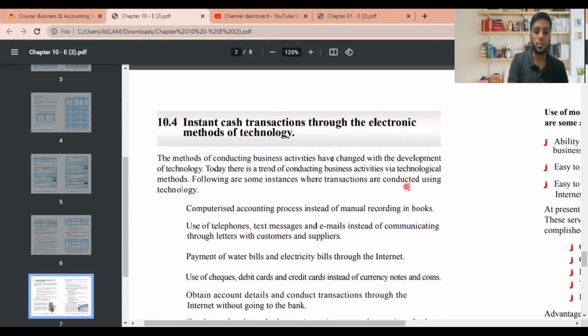Following are some instances where transactions are conducted using technology. So they're saying that people are being replaced by machines, and most probably computer packages are making people lose their work. You take today's environment, when you go for an interview, when you pass an interview, when you go for a company, the company will have its own system.